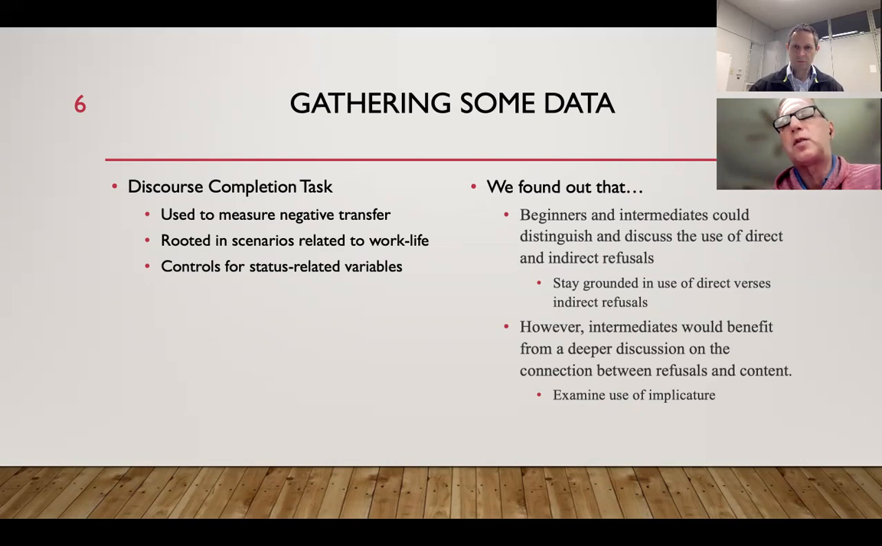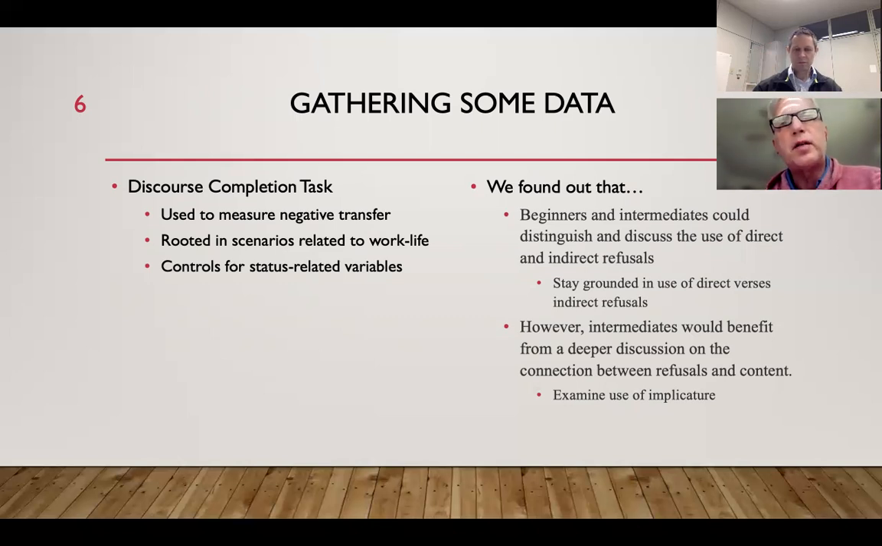Direct refusals are, of course, things like, no, I'm not going to do that. An example of an indirect refusal might be something like giving an excuse or just saying, I'm sorry, or maybe another time. But beginners and intermediates could distinguish these and discuss these. And what we found is that they needed to stay grounded in the use of direct versus indirect refusals. In other words, they needed to be able to distinguish those and write those out.